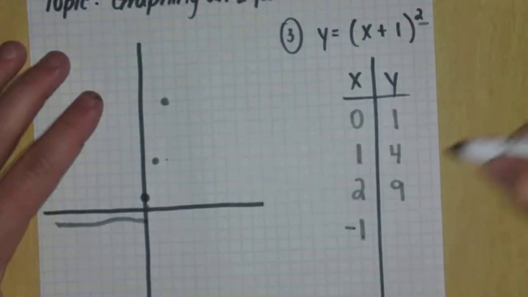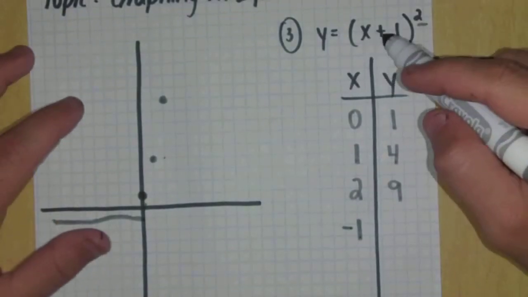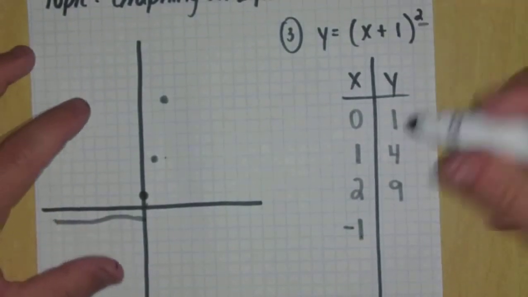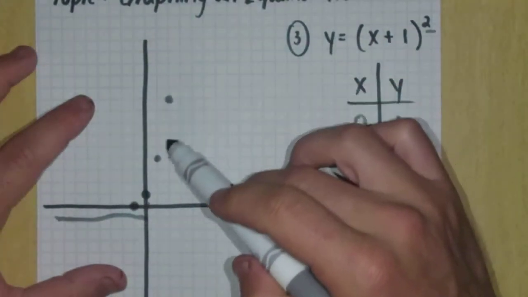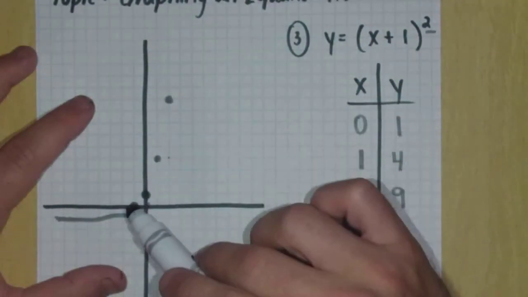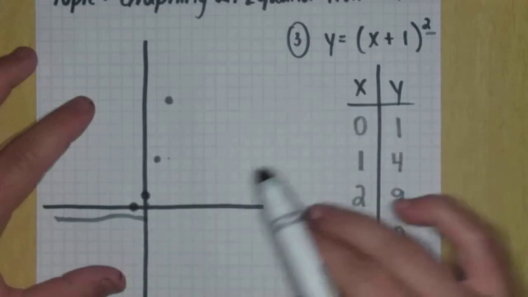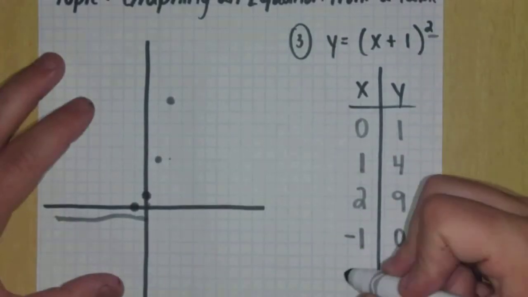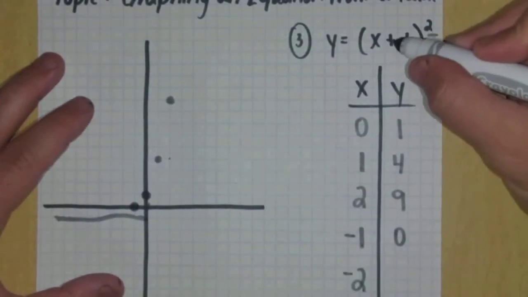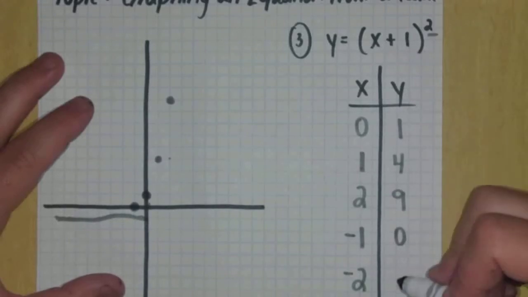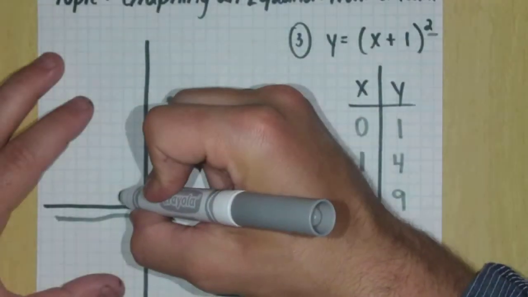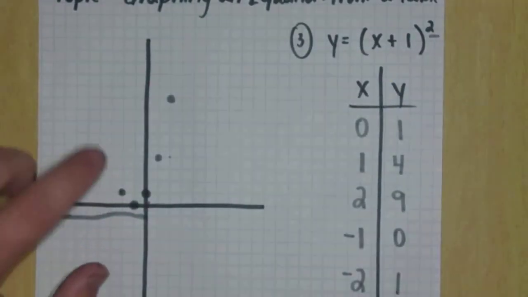So let's try -1. When I plug a -1 in, -1 plus 1 is 0, and 0 squared is 0. So that doesn't help too much. I still look to be going down this side. I want to find that vertex. The bottom of that U is the vertex. Let's try -2. -2 plus 1 is a -1. -1 squared is a +1. So -2, 1. There it is. You can start to see it's coming back up.